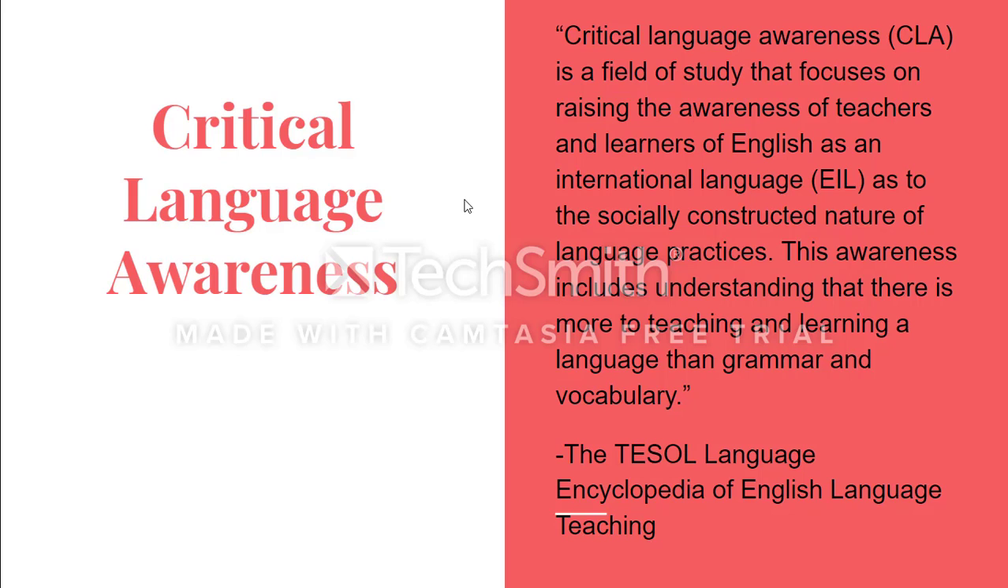You don't use slang with teachers or in interviews like you would with your friends, and you have to be careful with what words you use and what grammar you use.